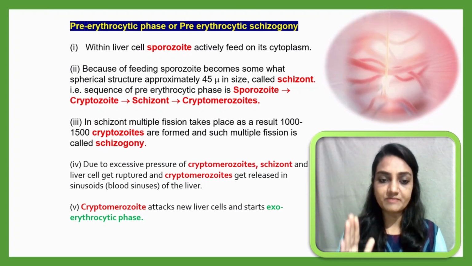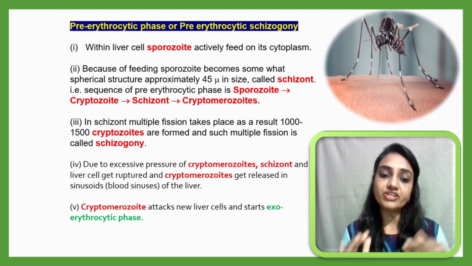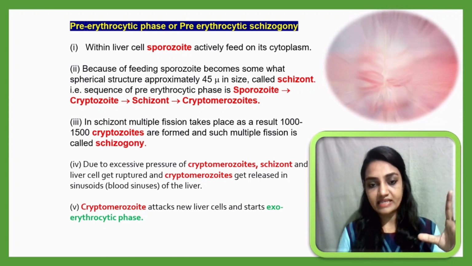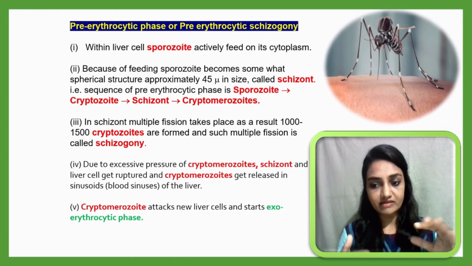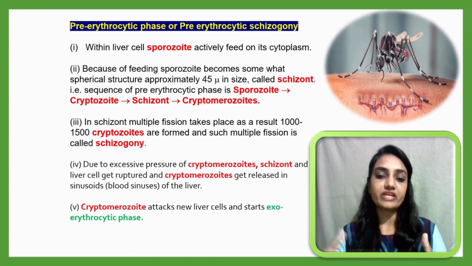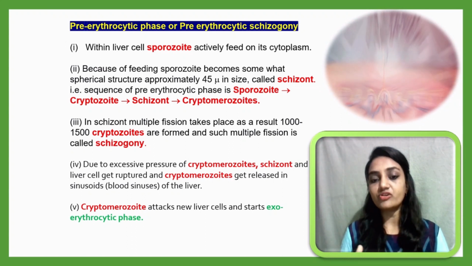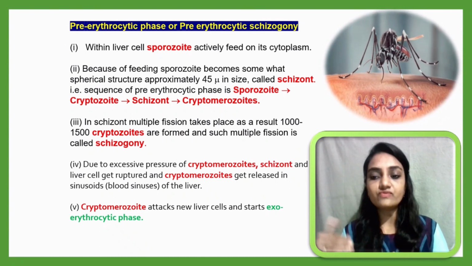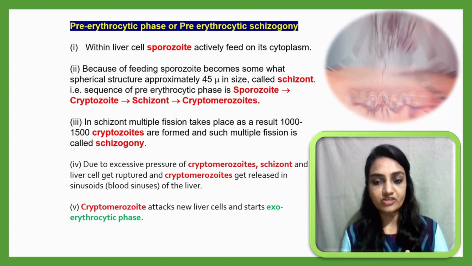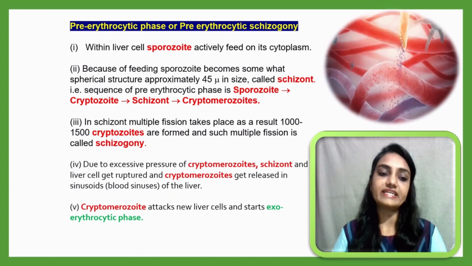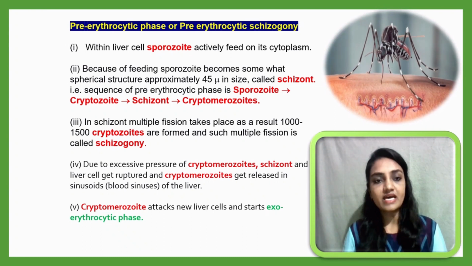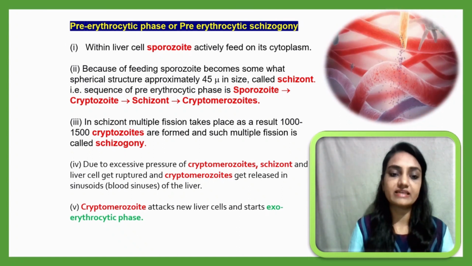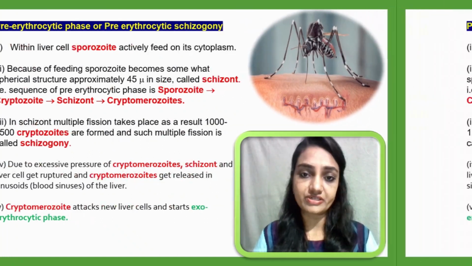Now these cryptomerozoites attack new liver cells. The previous liver cell bursts and releases the cryptomerozoites, and the new cryptomerozoites, which are more infective, attack new liver cells. It will start a new cycle, a new stage of the Plasmodium, that is the exoerythrocytic phase. In this way the pre-erythrocytic phase is completed and the exoerythrocytic phase is initiated.